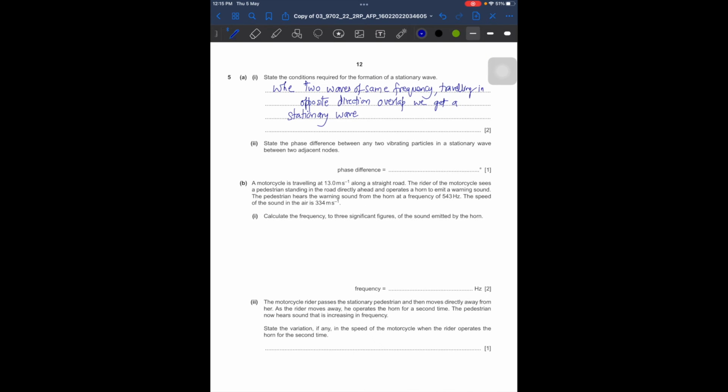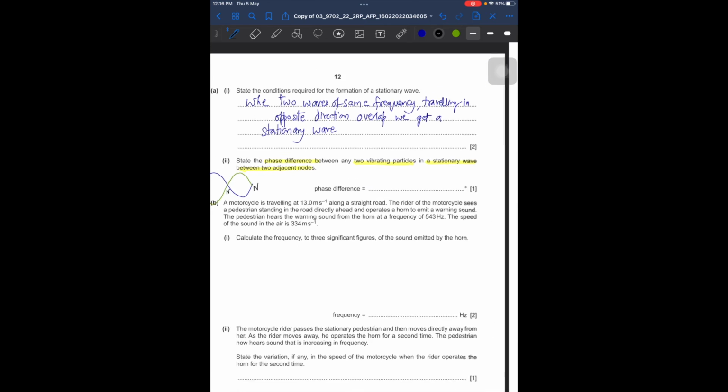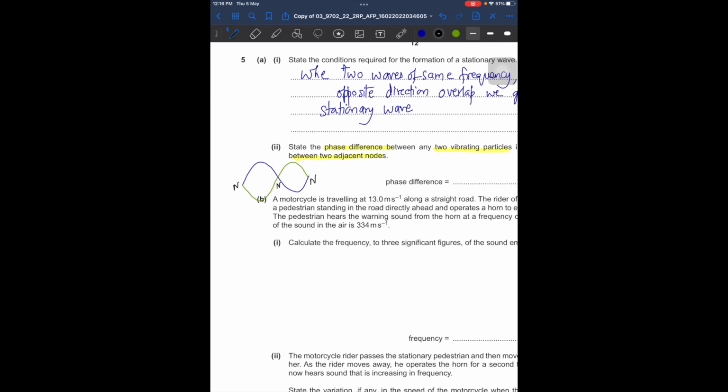Okay, now next is: state the phase difference between any two vibrating particles in a stationary wave between two adjacent nodes. What does that mean? Let's draw a stationary wave. I'm just going to draw it a little colorful here. And we have got nodes here. This is one node, this is another node, actually three nodes here. What is it asking? Any two vibrating particles in a stationary wave between two adjacent nodes. That means between these two points.